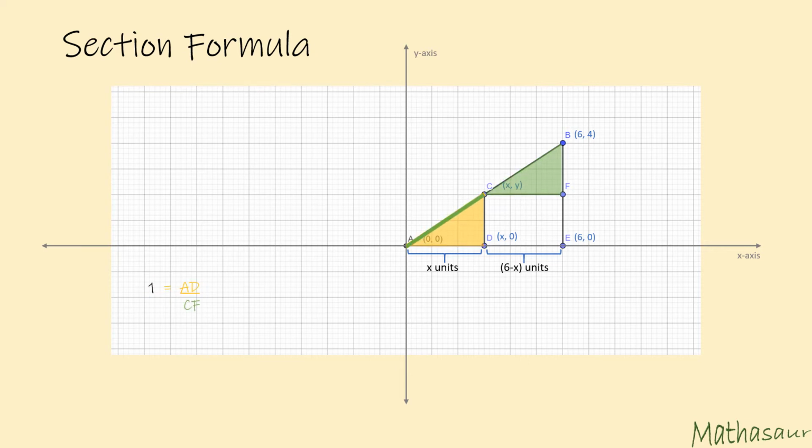We know that AC equals CB since C is the midpoint. So, we get AD by CF equals 1. Or AD equals CF. Let us substitute the values in terms of x. So we get 6 minus x equals x. We can solve this equation in one variable to find that x equals 3.